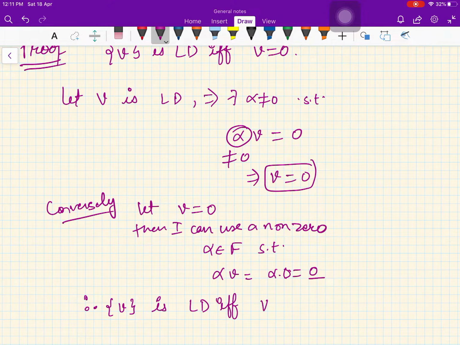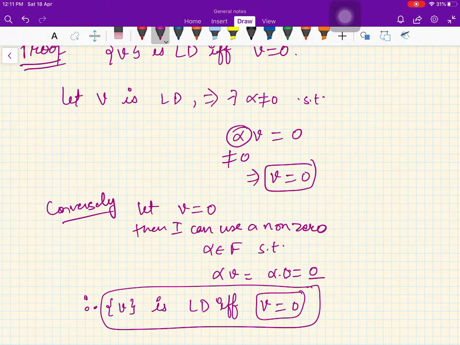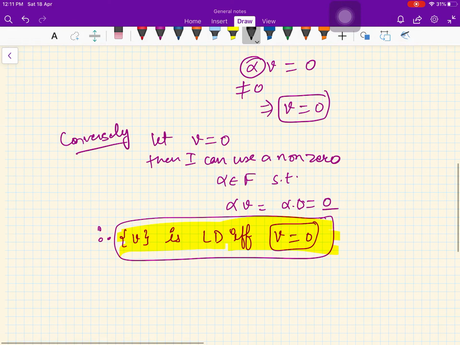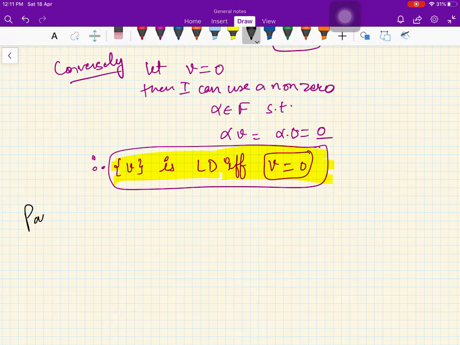Therefore, the set {v}, which is a singleton set, is linearly dependent if and only if that particular element is 0. This result we will use many times: whenever you have a single element and it comes out to be linearly dependent, then you can conclude that element is 0, because this is a theorem. Okay, now let us prove the second part.